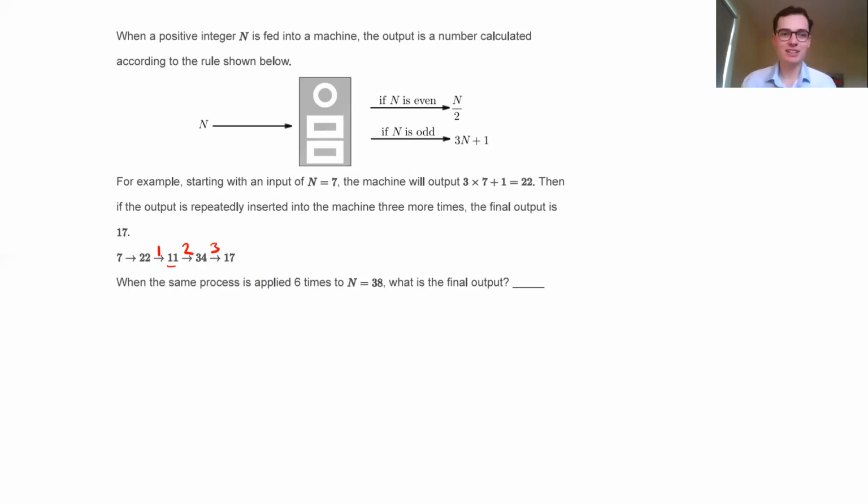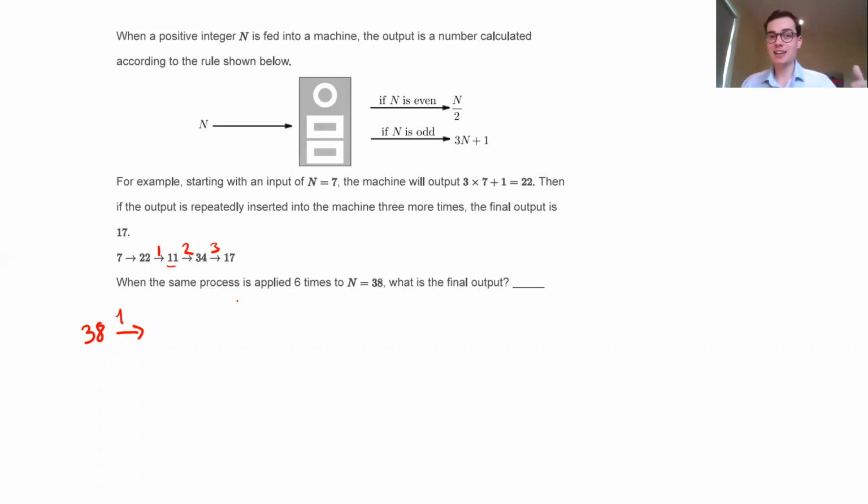The question then says, when the same process is applied 6 times to n equals 38, what is the final output? Well, let's just go through all 6 uses of the machine and work out eventually what we get at the very end. So if I start with 38, I use my machine for the first time.